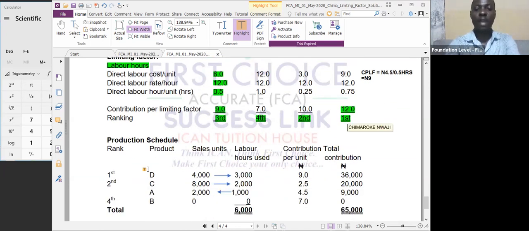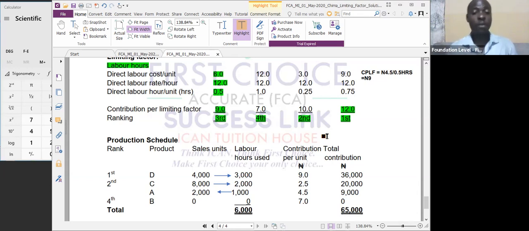Your rank number 1 is D. You are arranging your products in preference order of ranking. So first is D. It means you are going to finish D before you move to the next one. And what is the next one you're going to move to after D? You're going to move to C, which is ranked second. After finishing C, if you have anything left, you're going to move to A. And if after finishing A you still have something left, we are going to move to B, the last. Okay, so that's our production plan, our production schedule.